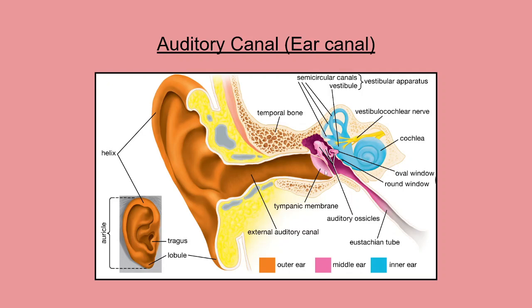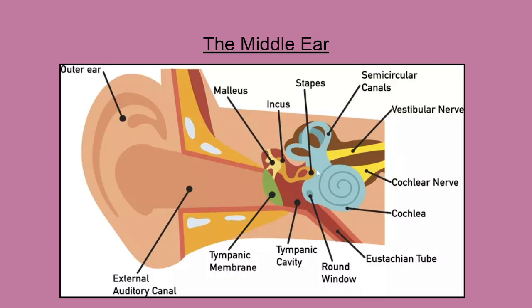The ear canal amplifies the sound waves slightly as they travel towards the eardrum, and also helps to protect the middle and the inner ear from damage by trapping foreign particles and preventing them from reaching the inner ear, or reaching the eardrum.